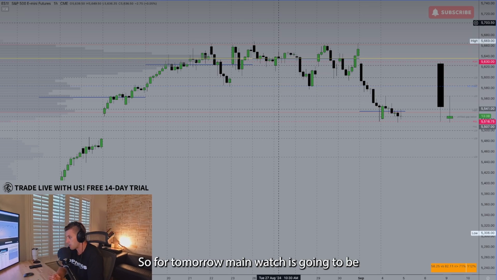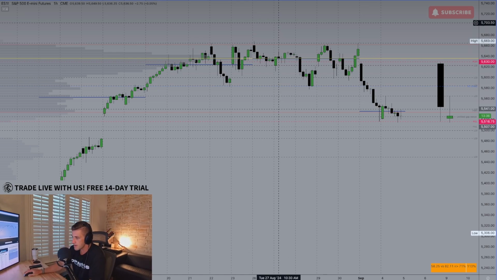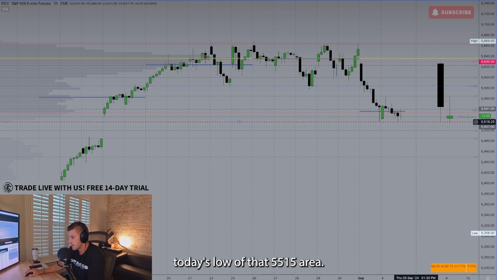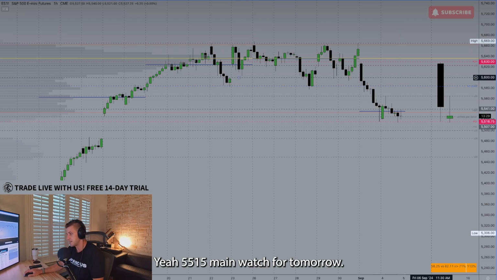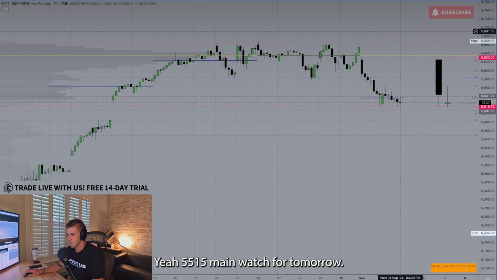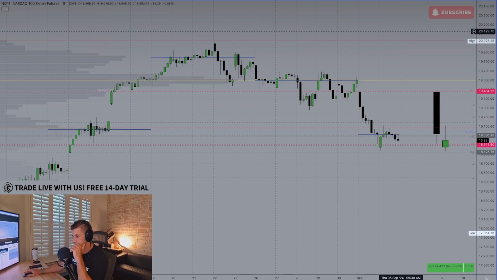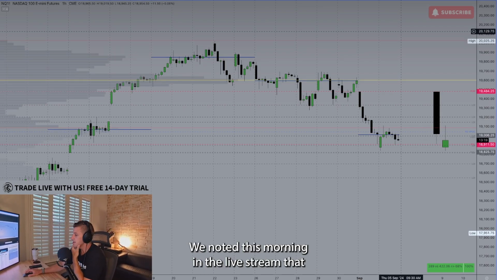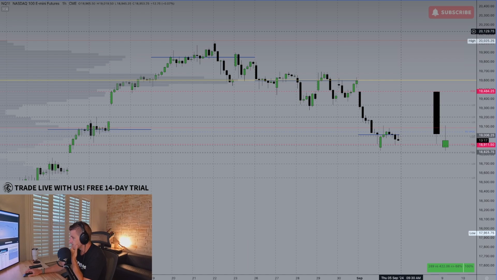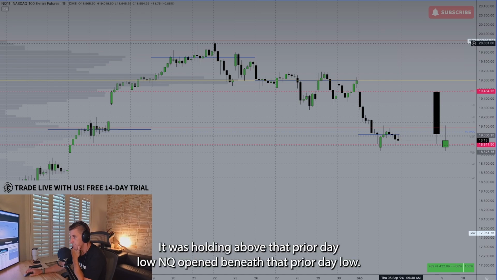So for tomorrow, main watch is going to be today's low, that 55.15 area. What's that true low right through here? Yeah, 55.15 main watch for tomorrow on ES. Taking a look at NQ, fairly similar setup, right? We noted this morning in the live stream that S&P had that relative strength. It was holding above that prior day low.